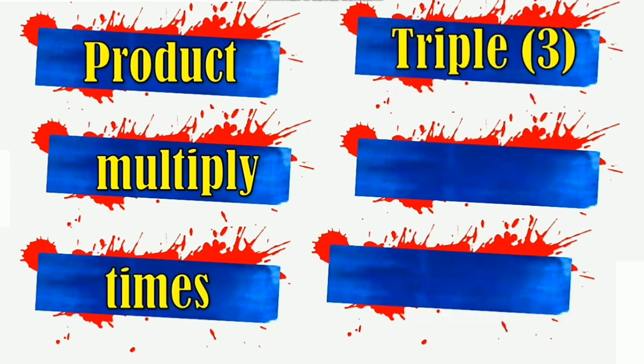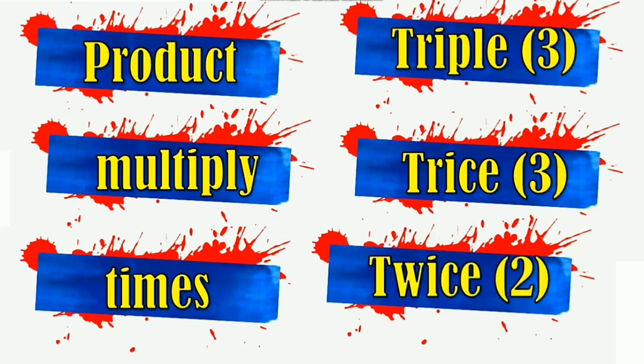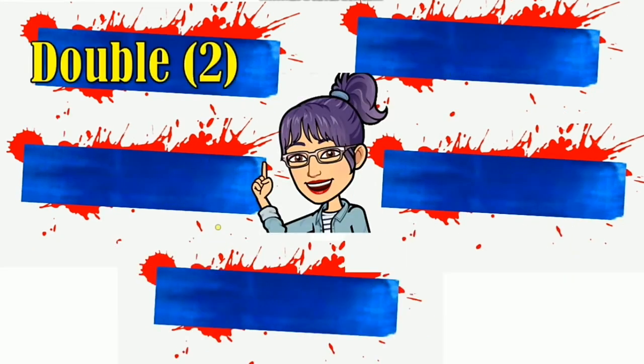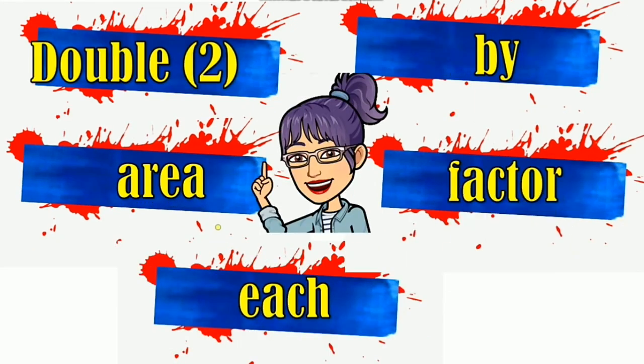One, we have product. When you see product, multiply, times, triple, twice, then you know they are dealing with multiplication. When you have double, that's times 2. By, that's multiplication. Area, multiplication. Factor, each. All these are words related to multiplication.